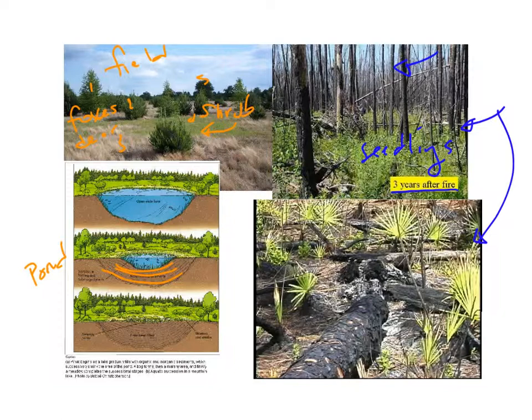This is down below. This is a fire that would be in the southeast, like Florida, Georgia, etc. These are palmetto palms. So the fire is burnt. This type of palm is a fire-adapted species. It's one of the first species to recover after a burn.